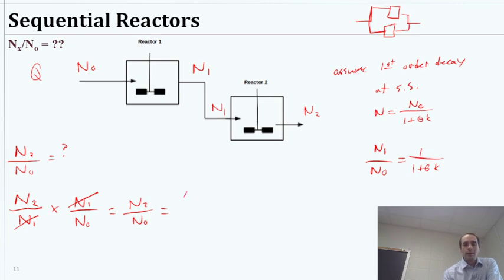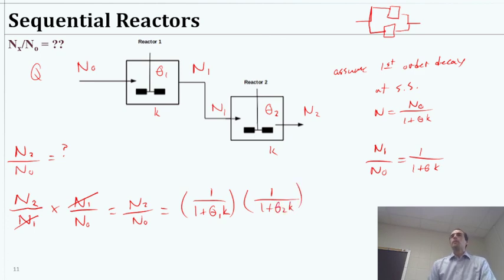And here you can say, well, that's going to be, let's see, 1 over 1 plus, and I'm going to say theta 1, because we'll say there's a theta 1 here. Maybe there's a different reaction basin size, so that could be theta 2. That'd be 1 over 1 plus theta 1 times K. I'll just assume the same K is in there, although you could do K1 and K2. Times 1 over 1 plus theta 2 K, and so on.